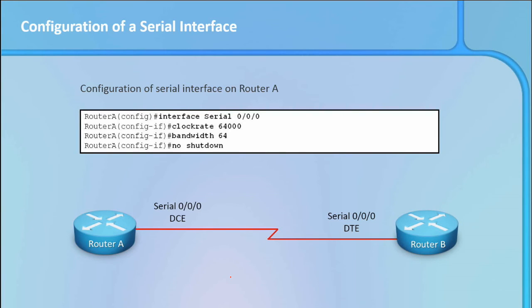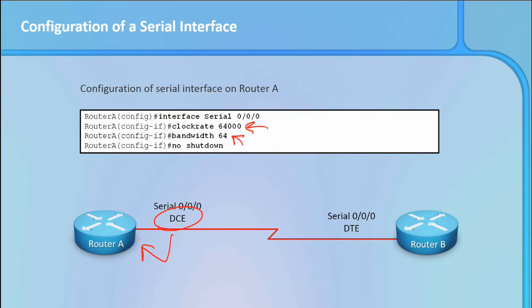Looking at a serial interface, you define the clock rate with the clock rate command, and the bandwidth with the bandwidth command. Now, in our environment, we didn't have to specify the clock rate. In the real world, if you took two routers and connected them together, you'd need to go to the side that's DCE and say clock rate, and then define whatever speed this link is supposed to work at.